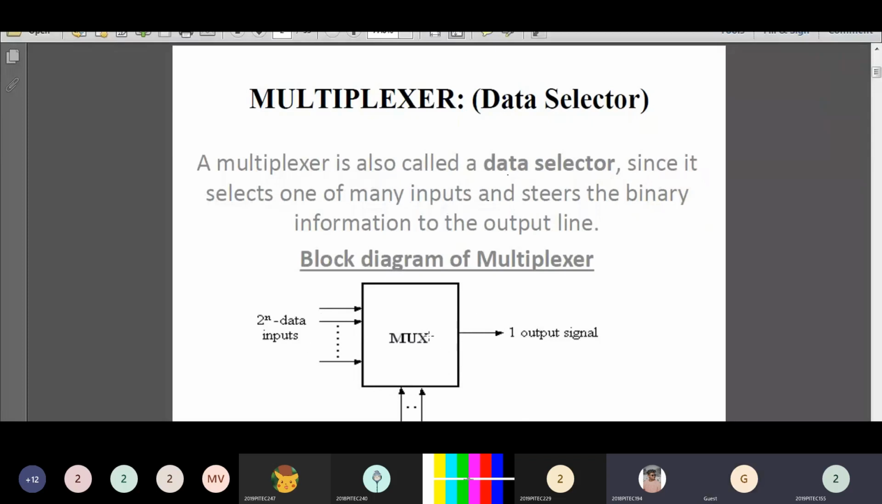Suppose you have a two variable function, you will have 2 power n input lines. 2 power n input means that is equal to 4. So 4 cross 1 multiplexer. Suppose your selection input is 3, then your input lines will be 2 power 3, so that is equal to 8. So it will be 8 cross 1 multiplexer. Based on the selection input lines, the input lines will be there in your multiplexer, but you will have only one output line.